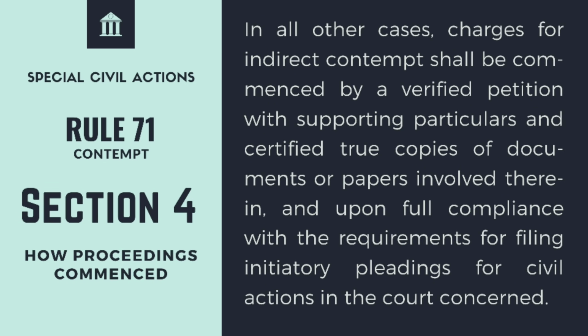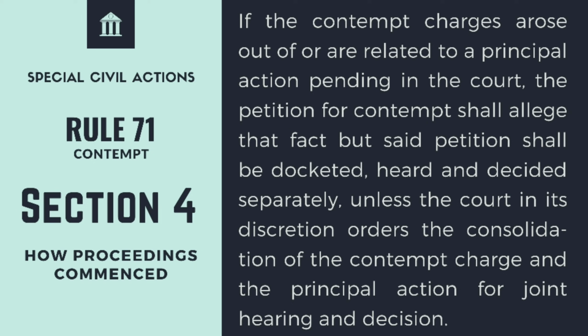In all other cases, charges for indirect contempt shall be commenced by a verified petition, with supporting particulars and certified true copies of documents or papers involved therein, and upon full compliance with the requirements for filing initiatory pleadings for civil actions in the court concerned. If the contempt charges arose out of, or are related to a principal action pending in the court, the petition for contempt shall allege that fact, but said petition shall be docketed, heard and decided separately, unless the court in its discretion orders the consolidation of the contempt charge and the principal action for joint hearing and decision.